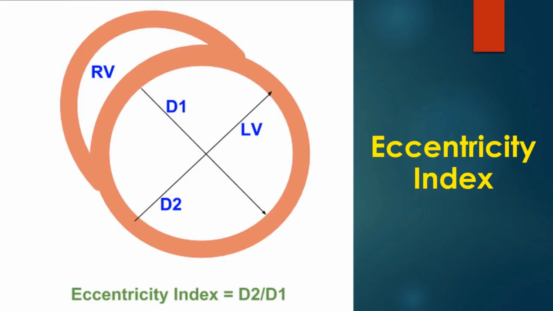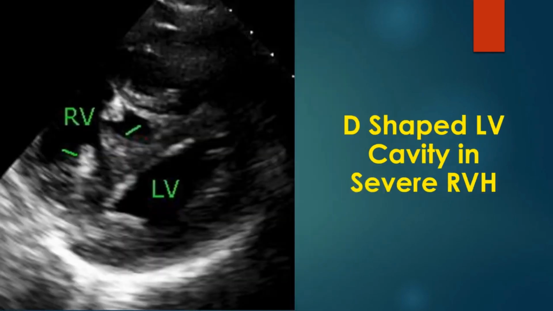Thereby, eccentricity index of LV shape reflects the abnormal motion of the interventricular septum depending on the type of RV, whether systolic or diastolic overload. Eccentricity is reflected in the D-shaped LV cavity seen on echocardiography in severe pulmonary hypertension and right ventricular hypertrophy.